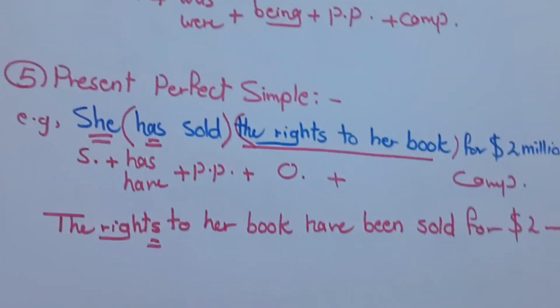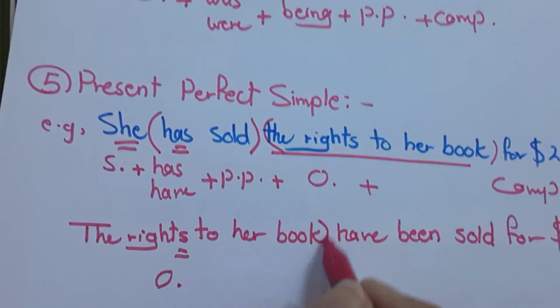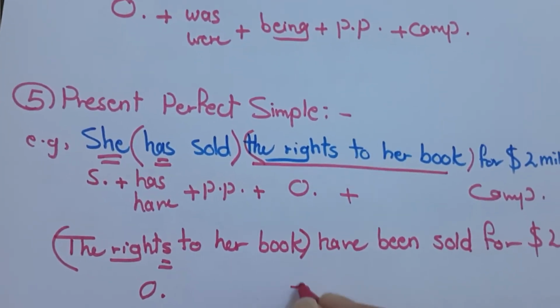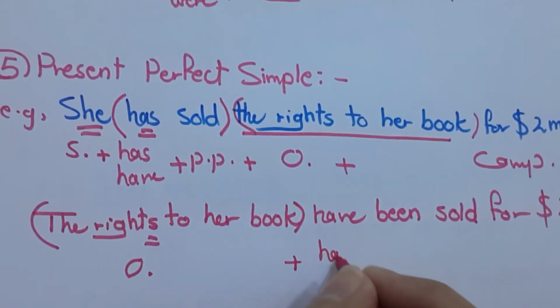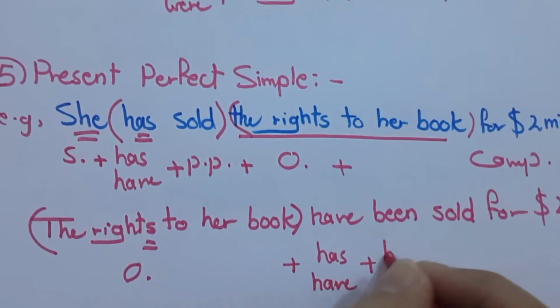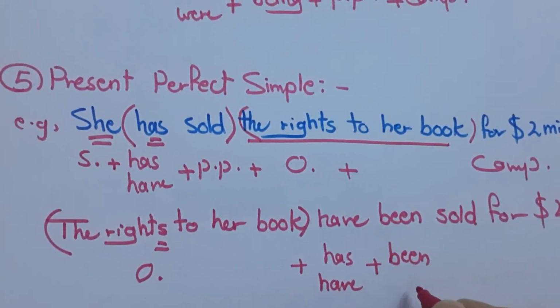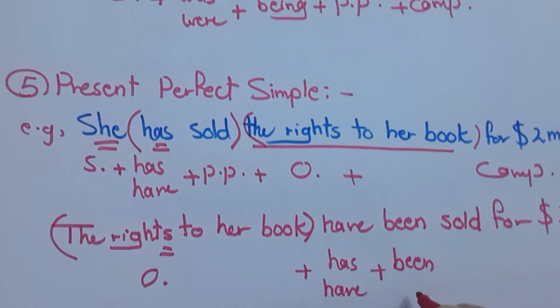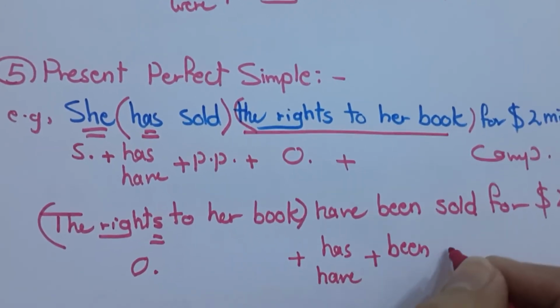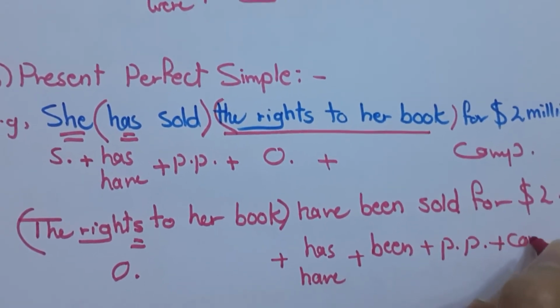Let's now make the rule. We have an object. This is it. Followed by has or have, then been. To say what? That the tense is perfect. Here we have present perfect, has, have, and been. Then the past participle followed by the complement.